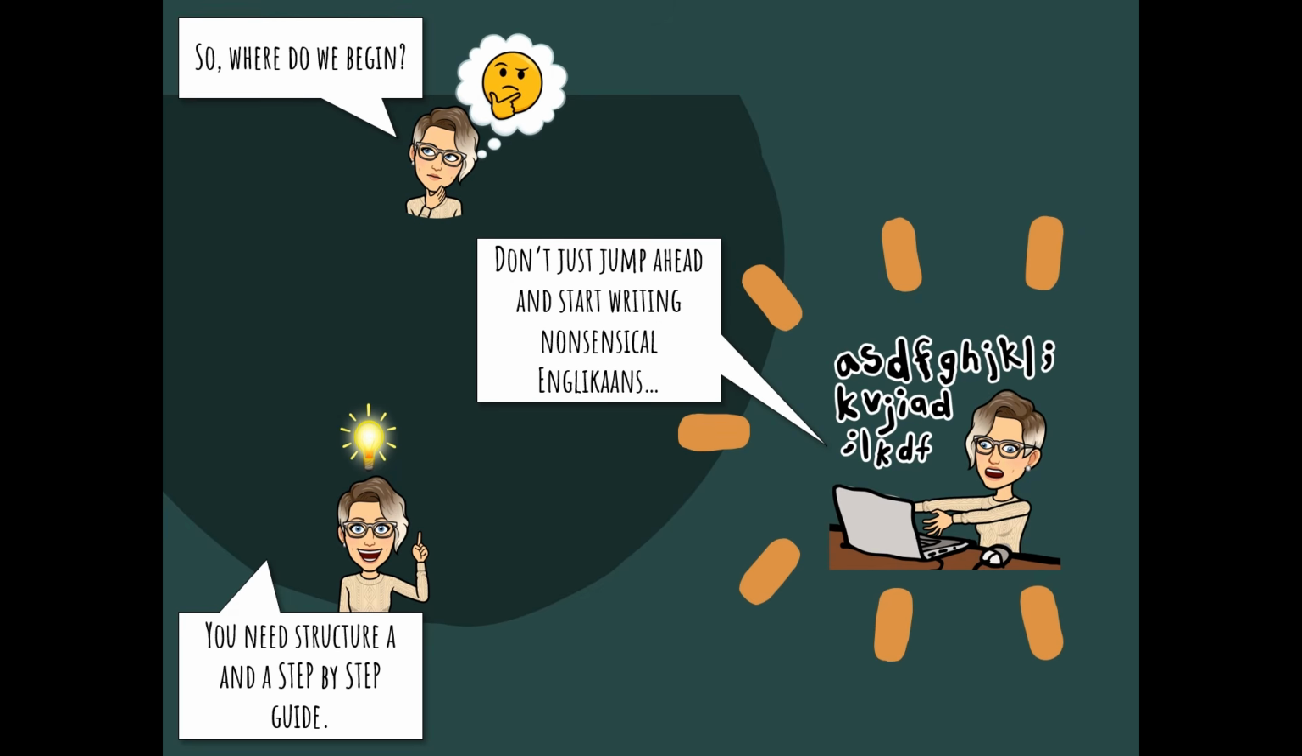First of all, you need to stop doing that thing where you jump ahead and you start writing nonsensical, I don't even know what to call it. It's like a mix of English and Afrikaans. Let's just call it Anglikaans for now. Where you start writing in Afrikaans and then every now and then you try and take an English word and you put it into an Afrikaans version of it, or you just jump between English and Afrikaans. No. You need a structure and a step-by-step guide, and that is what we are going to look at now.